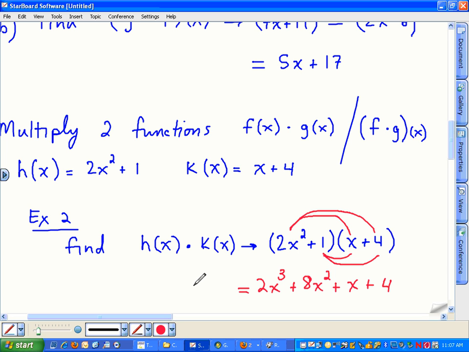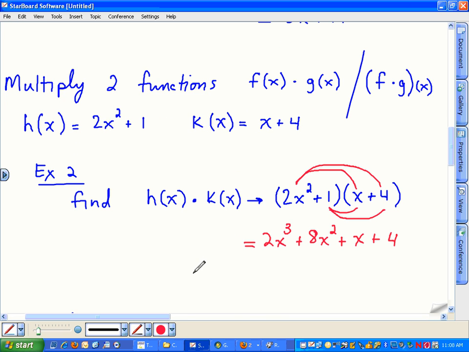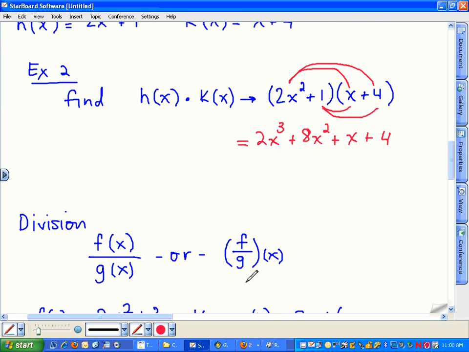Well, let's see. We've done add, subtract, multiply. Okay. Put on your thinking caps. Division. Yikes. There's two different ways they could ask you about division. F of x divided by g of x, or it could be written like this.